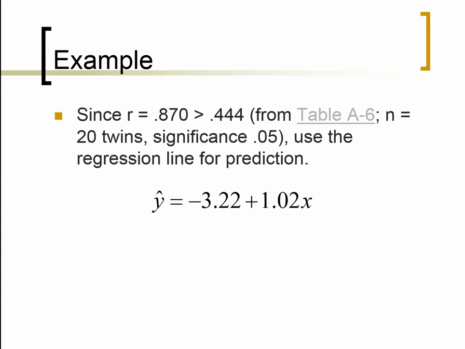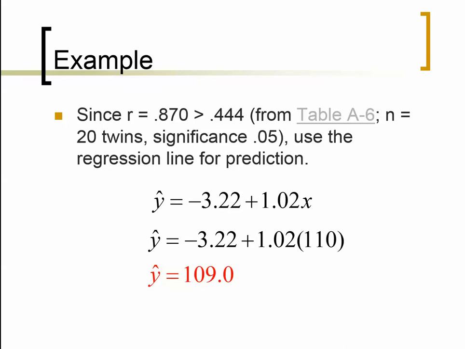So y hat is equal to negative 3.22 plus 1.02x, and I wanted to make a prediction about the twin whose sibling had the IQ of 110. So I'm going to plug in 110 for x, and you're always going to plug in for x. So then I work that out, and I have negative 3.22 plus 1.02 times 110, and I get 109.0. And that's rounded from the original value in the calculator. So this is the predicted IQ score for the second born twin.